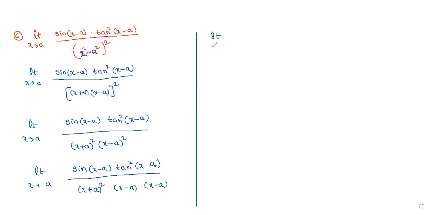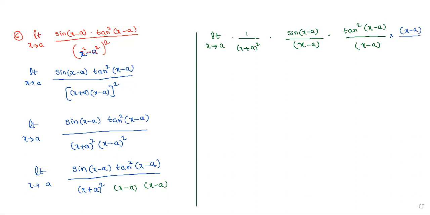So limit x tends to a, 1 by (x + a) whole square, sine of (x − a) by (x − a), into tan square of (x − a) by (x − a). Square came, so both numerator and denominator are multiplied by (x − a). Please observe.